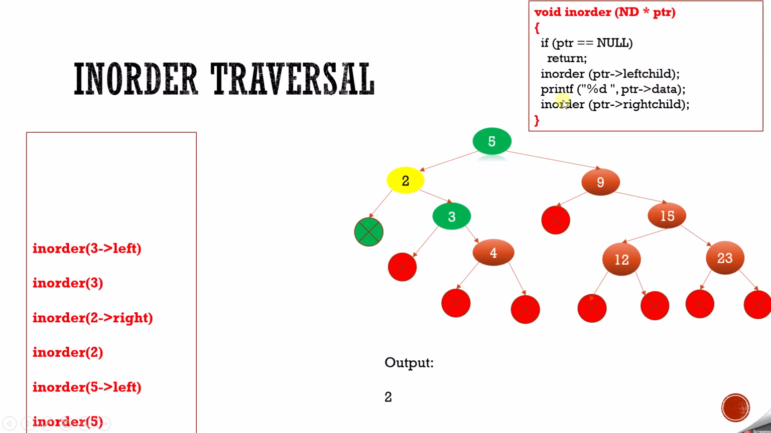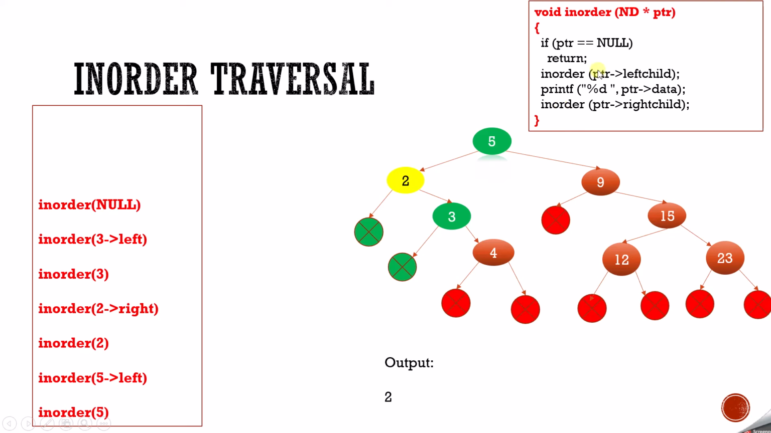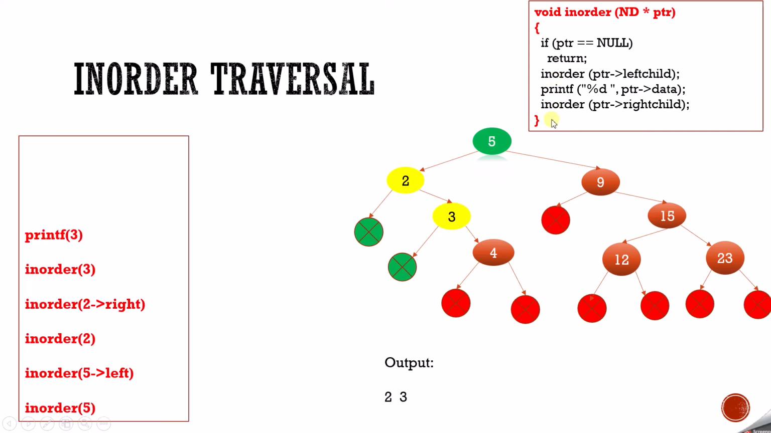Now again this is null. So it will check here. It is a null node, so it will return. Return means where will it return? It will return to this line, that is, it will now execute the printf. So what will it do? Now it will print 3. Now after printing 3, it will go for the right child of 3.